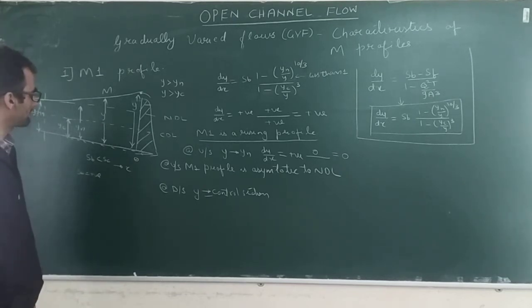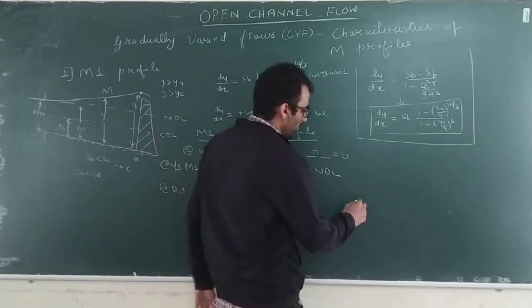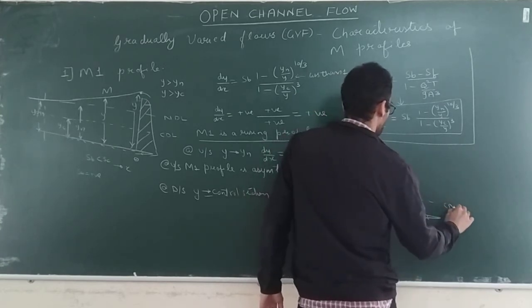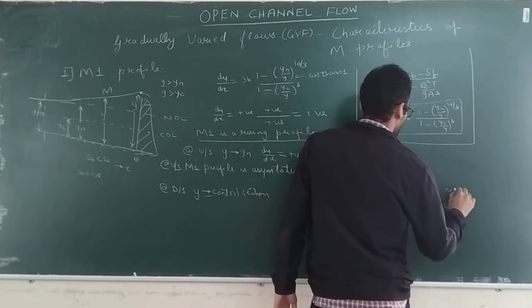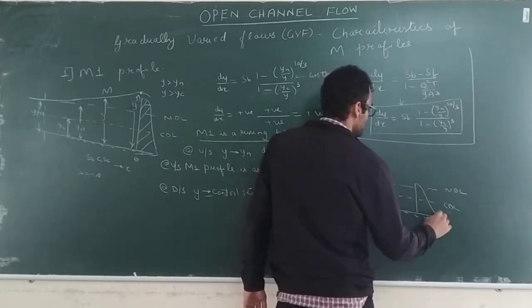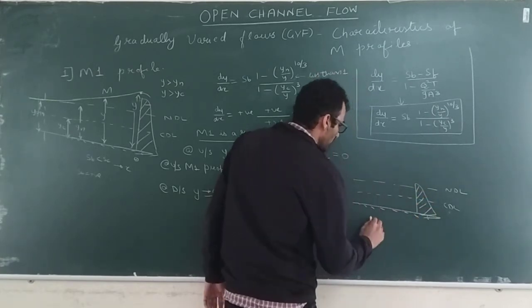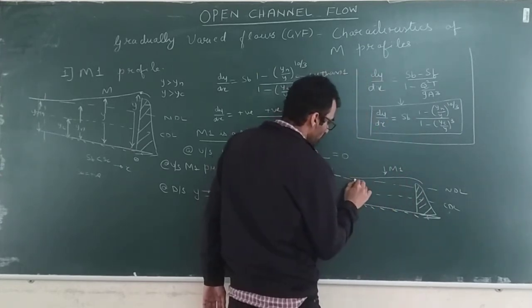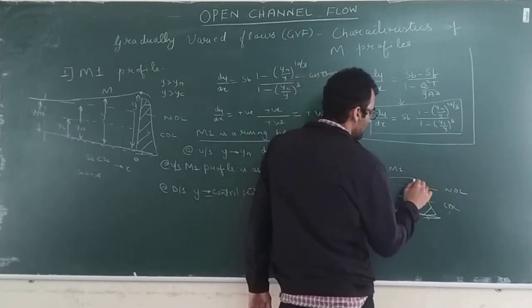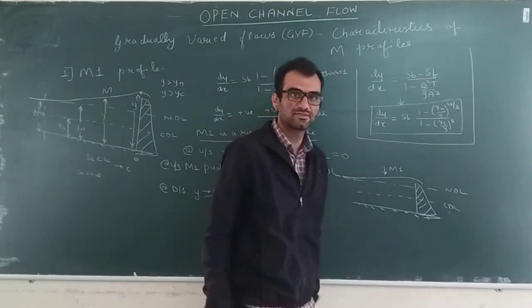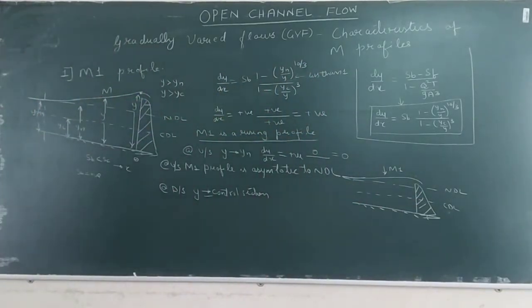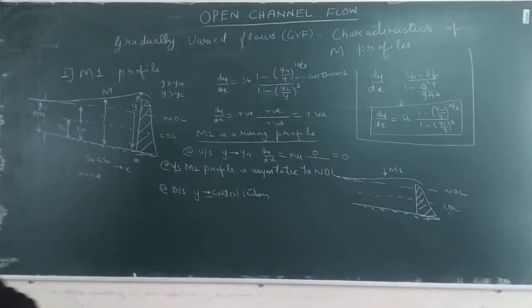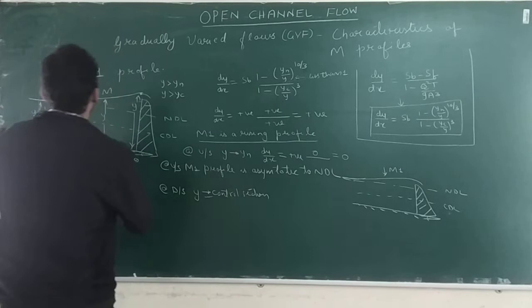And what is an example of an M1 profile? On a mild slope, if we are providing a barrier, then we can get an M1 profile. At the upstream it will be almost asymptotic to the normal depth line, and downstream depth will be governed by the control section. So this is about the M1 GVF profile. Now we'll look at the M2 profile.